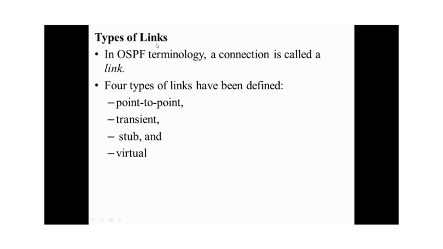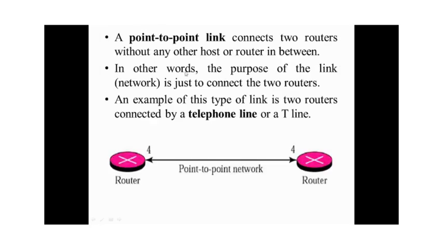Types of link. In OSPF, a connection is called a link. There are 4 types of link: point-to-point, transient, stub and virtual. A point-to-point link connects 2 routers without any host or router in between. An example of this point-to-point link is a telephone line.